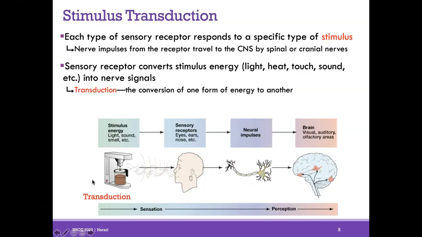So the first part is there's a stimulus. So let's say this coffee smell, the smell of coffee. The first thing that's going to happen is it'll interact with our nasal epithelium. So sensory receptors in our nose will then pick up this stimulus. So the aroma, the molecules are the stimulus in this case, the molecules of odorant from the coffee, then interact with the receptors in the nose.